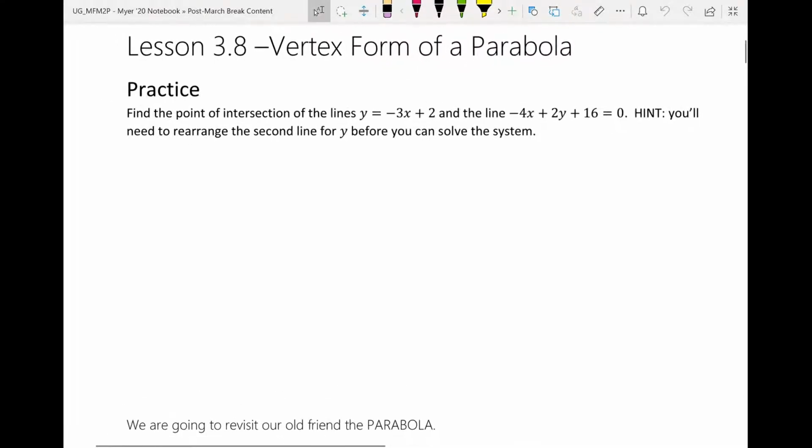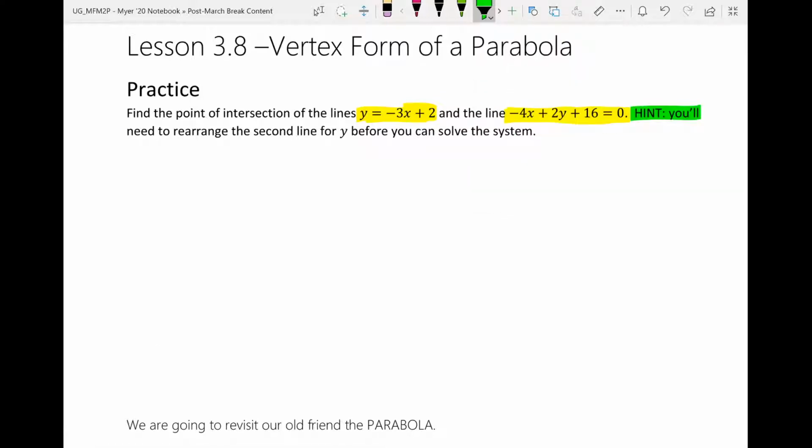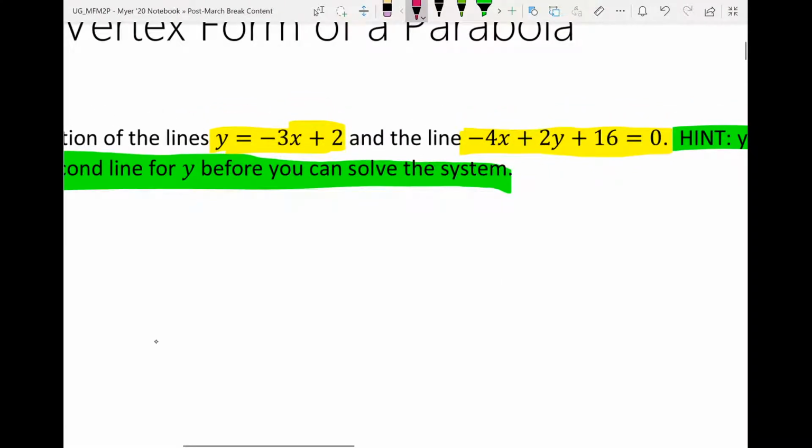Okay. All right, so this is kind of a throwback to something we've done before. We're looking for a point of intersection. So we have two lines here, and I want you to look at the hint. The hint says, you'll need to rearrange the second line for y before you can solve the system. All right, so here's equation number 1, and this is equation number 2.